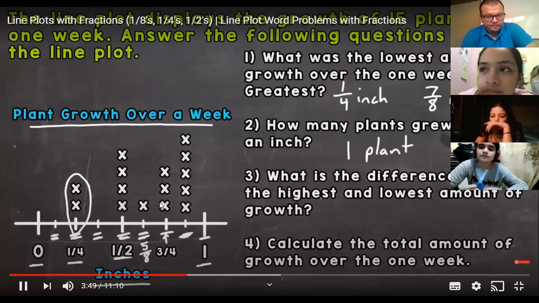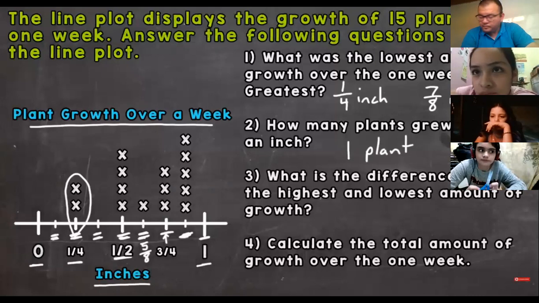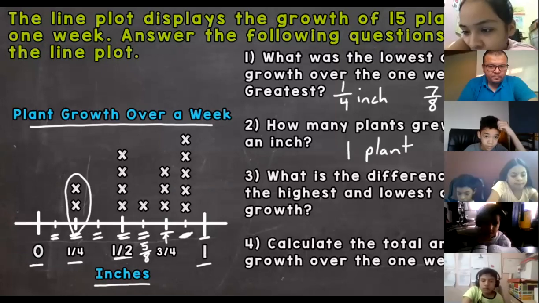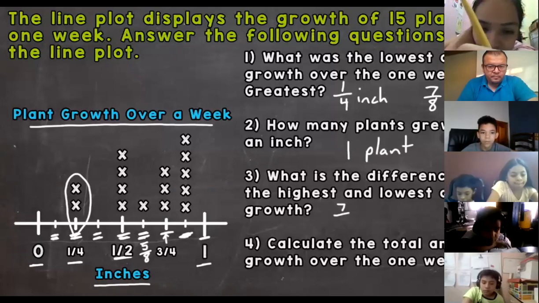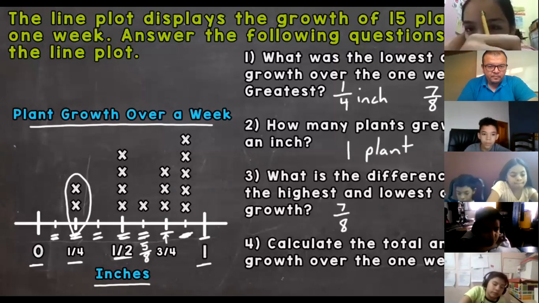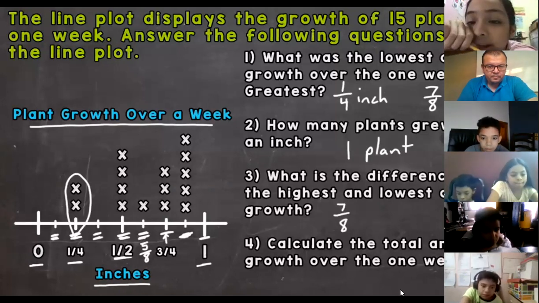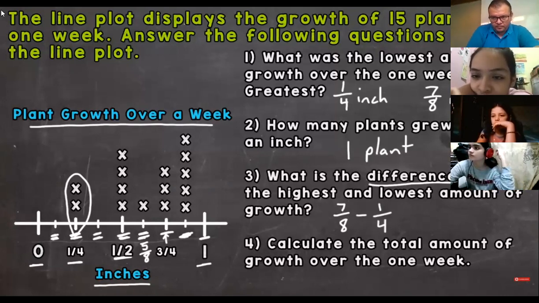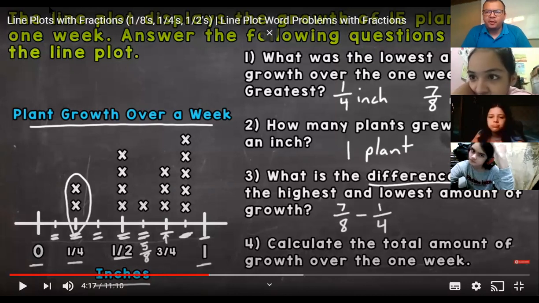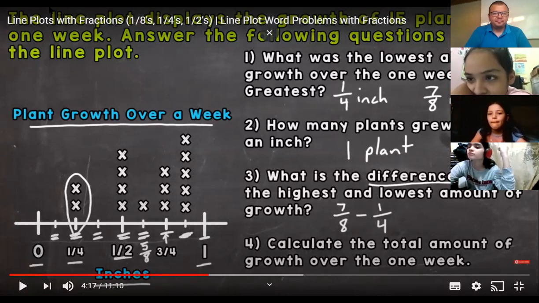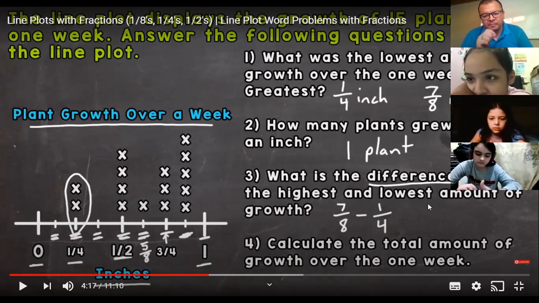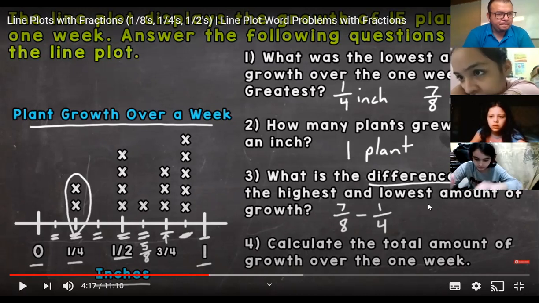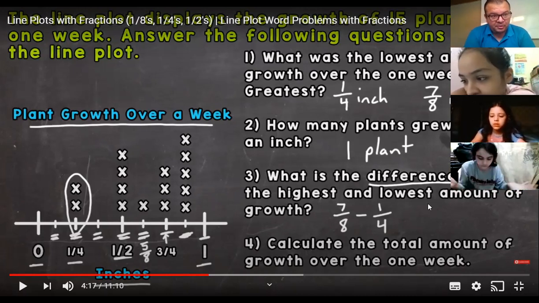Number 3. What is the difference between the highest and lowest amount of growth? Well, the highest amount of growth, if we remember, was 7/8 of an inch. And the lowest amount of growth was 1/4 of an inch. So to find the difference, we need to subtract 1/4 from that 7/8. Okay, how much is that? You already know how to subtract fractions. What is the difference between the highest and the lowest amount of growth?